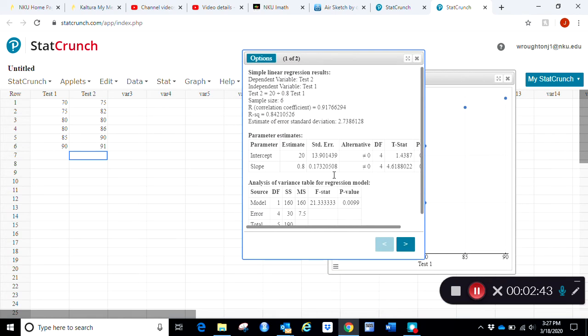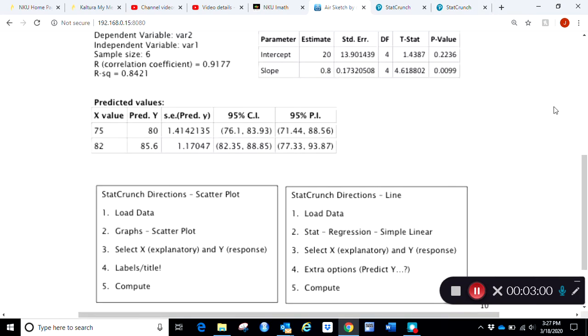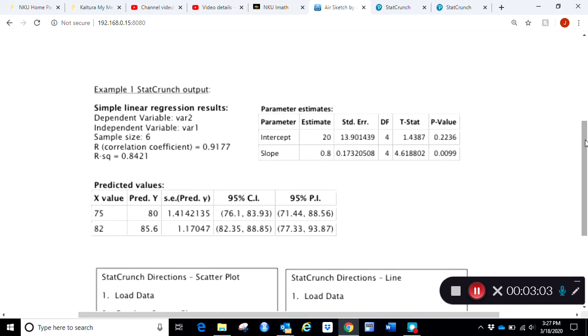So here is our output. The main things we're going to focus on right now are the intercept and slope, 20 and 0.8. There's a lot of other information here, but this is all we're going to focus on right now, getting that intercept and slope. Looking at our output that I've copy and pasted over, this little box of the intercept and slope gives me my value of B, and then the slope gives me my value of M to use for my equation.